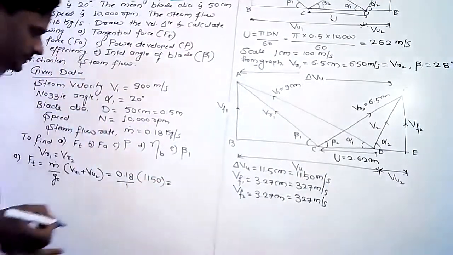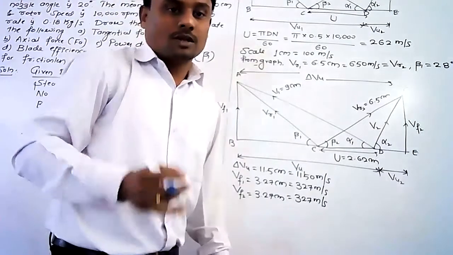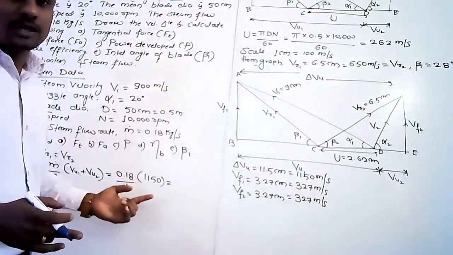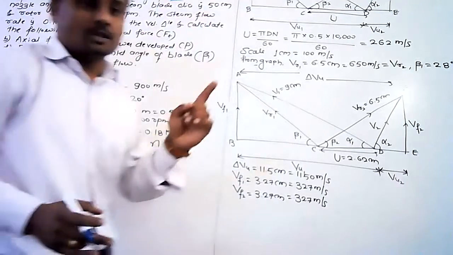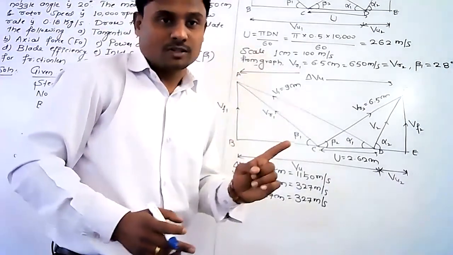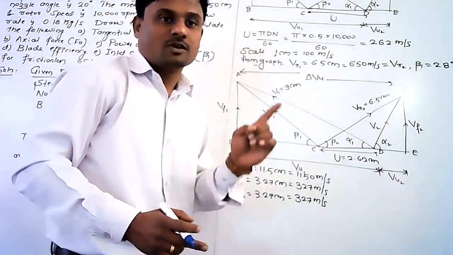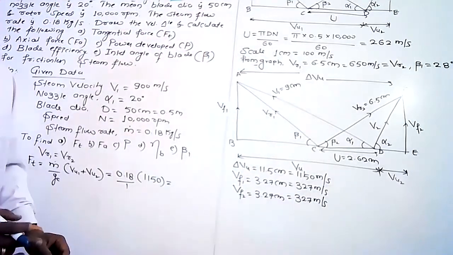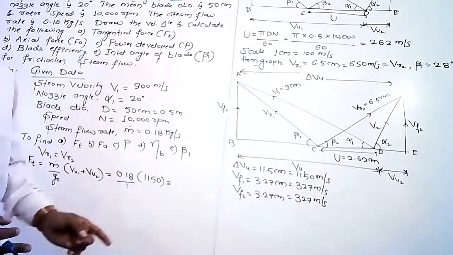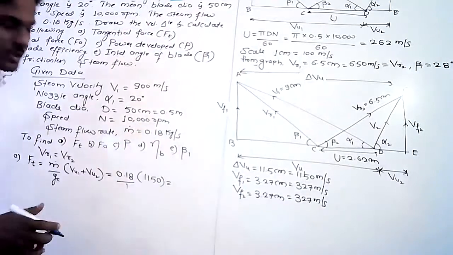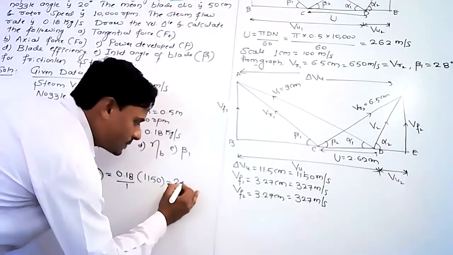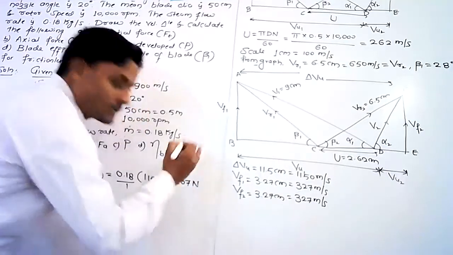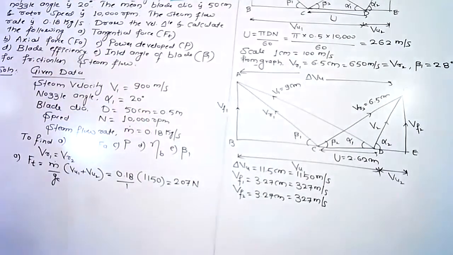So remember guys, whenever you substitute the velocity values in the formulas, you are supposed to take them in terms of meter per second only. So the value of the tangential force is 207 newtons. This is the value of Ft.